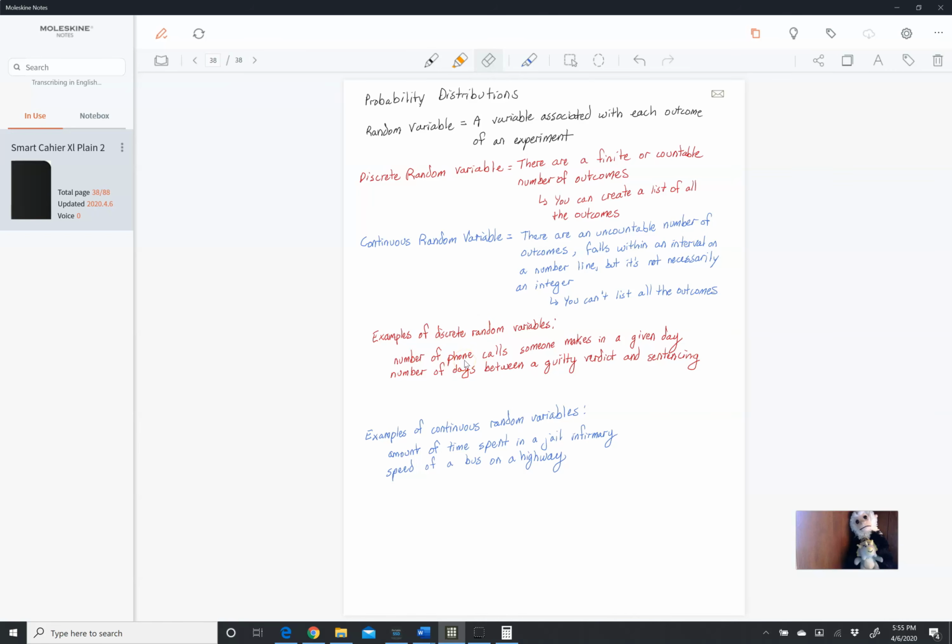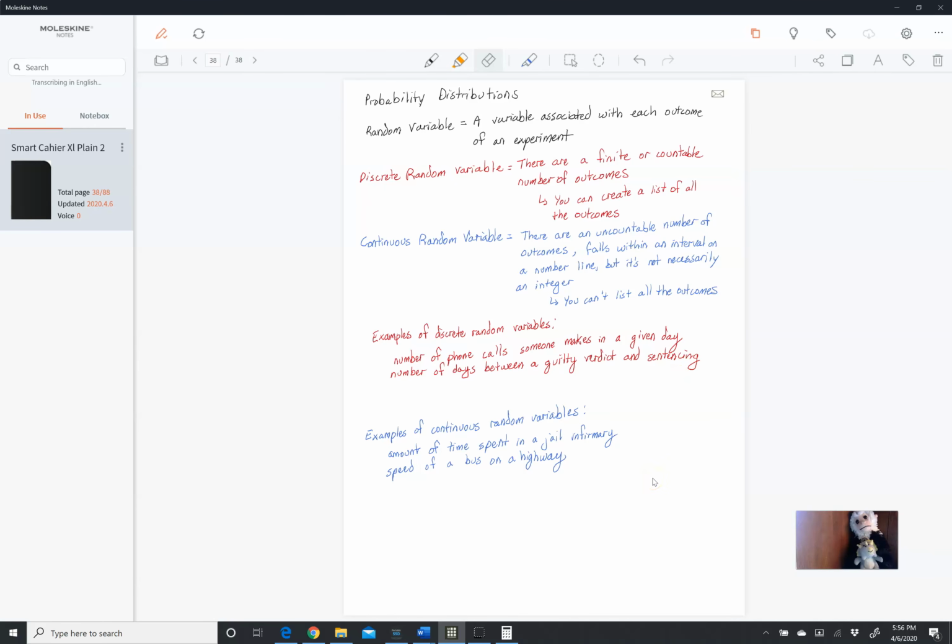Okay, so if we're talking about a specific measure, then it's more likely to be discrete, like number of phone calls. Can we take 2.2 phone calls? Number of days. This one is a little bit more vague because you're sort of saying, can we have 2.2 days? That's not typically how we would measure that if we're trying to figure out the number of days between a guilty verdict and sentencing. But depending on what type of data we're recording, then it might be continuous.